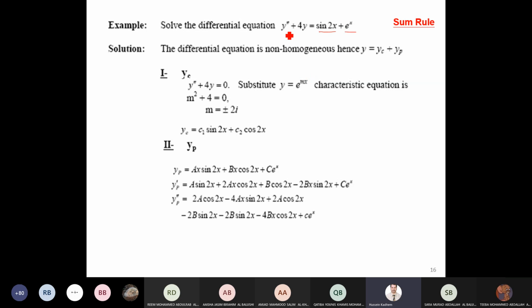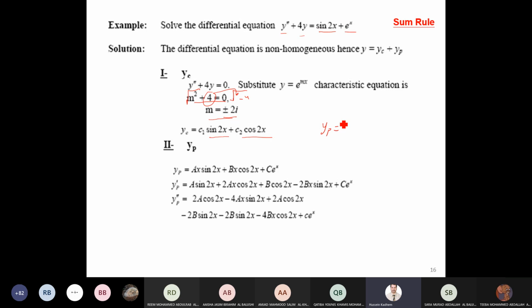For the complementary, I have here m squared plus 4, as you can see. I solve it: take 4 to the other side, it will be minus 4, take the square root here and here. Okay, we have complex roots. Alpha is not there, it is 0. So the solution will be sine 2x, cosine 2x, times constants, definitely. Now before I go further, have a look at what I understand here.